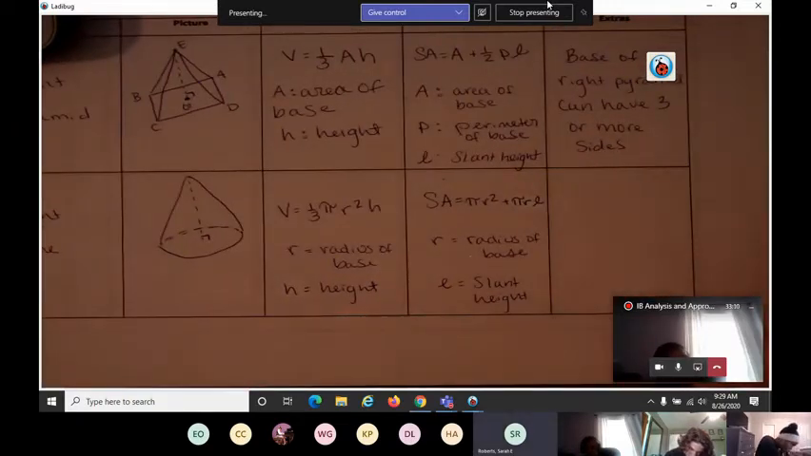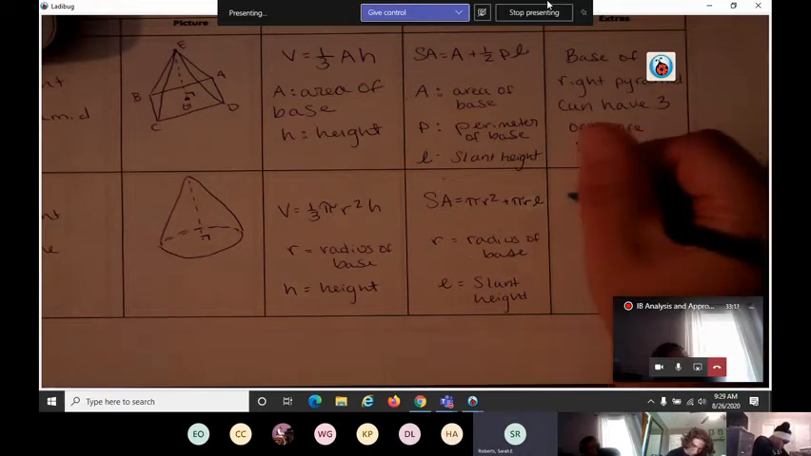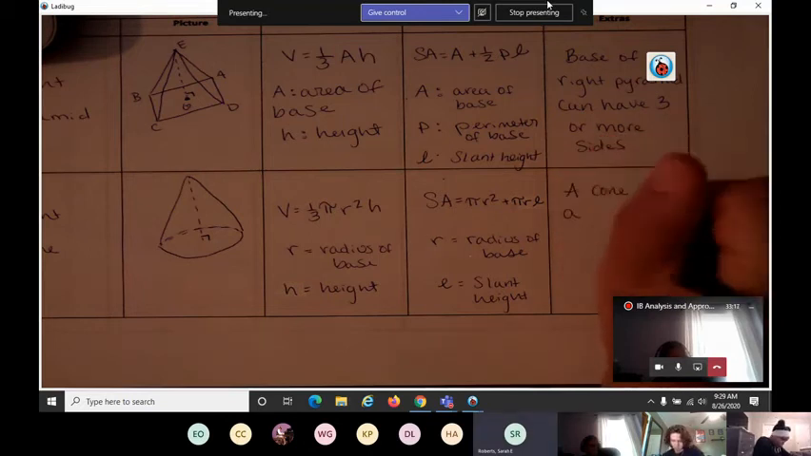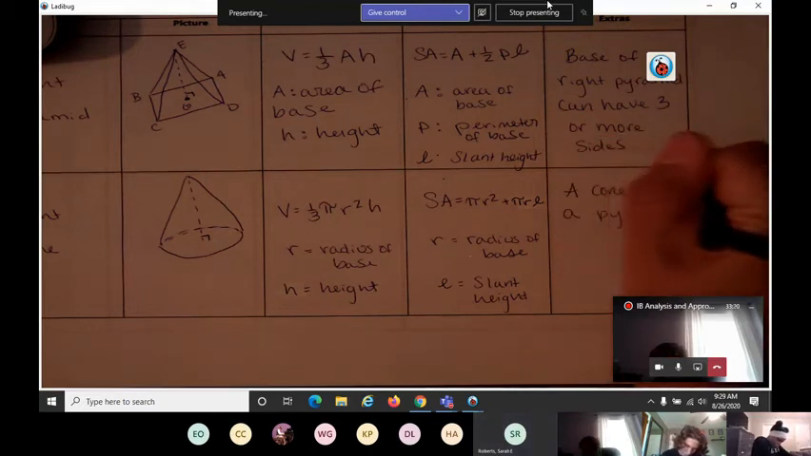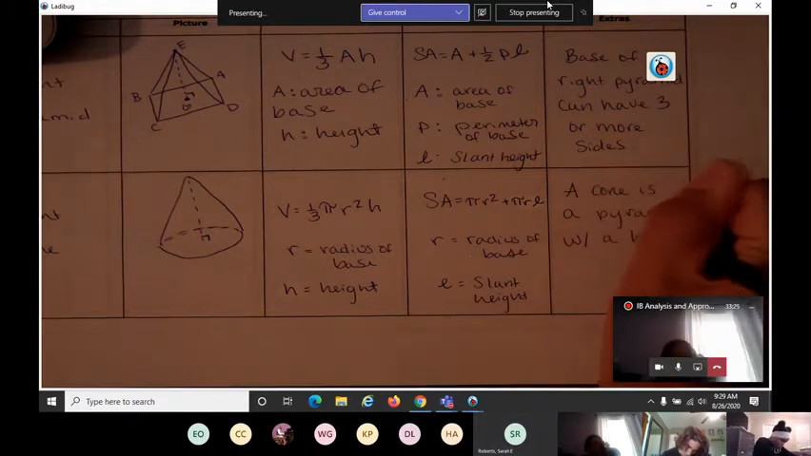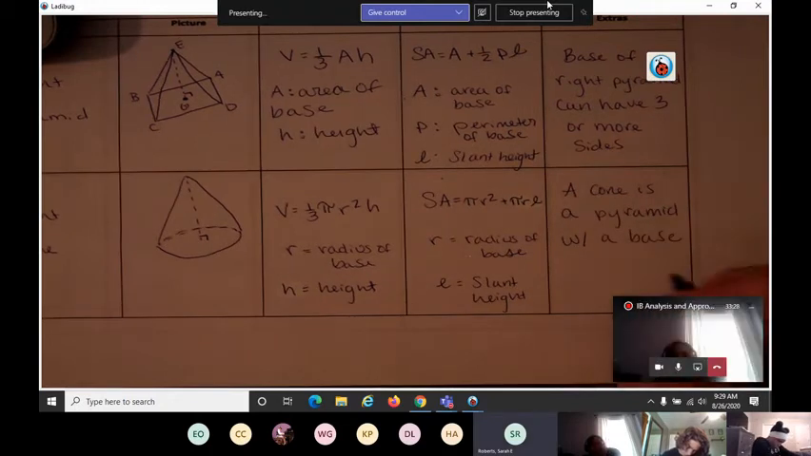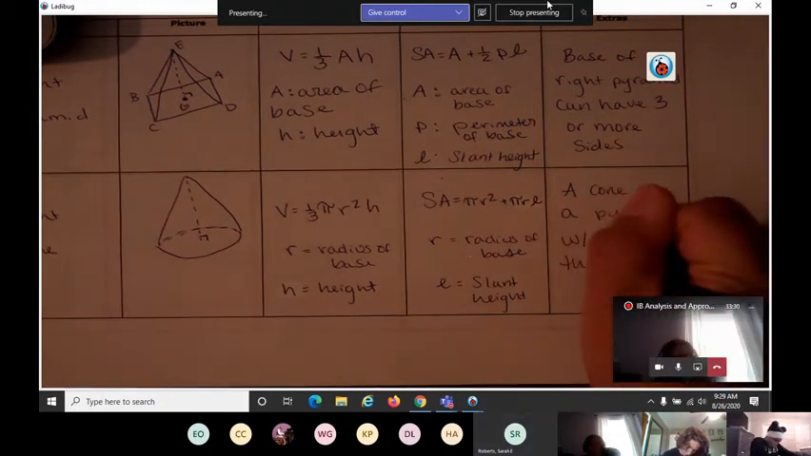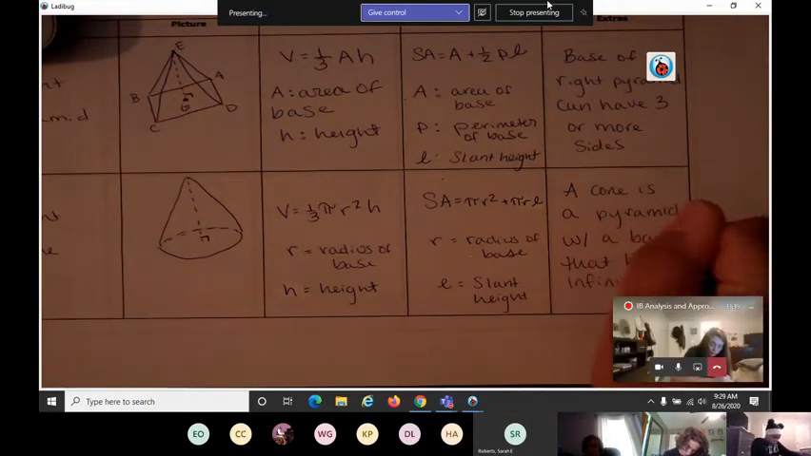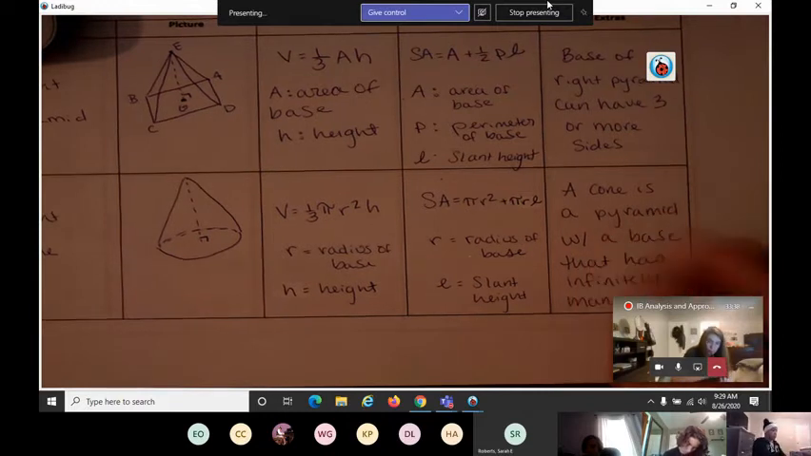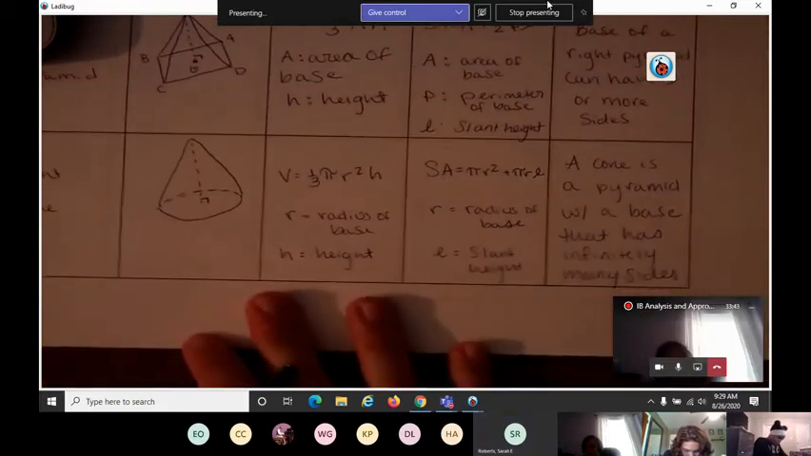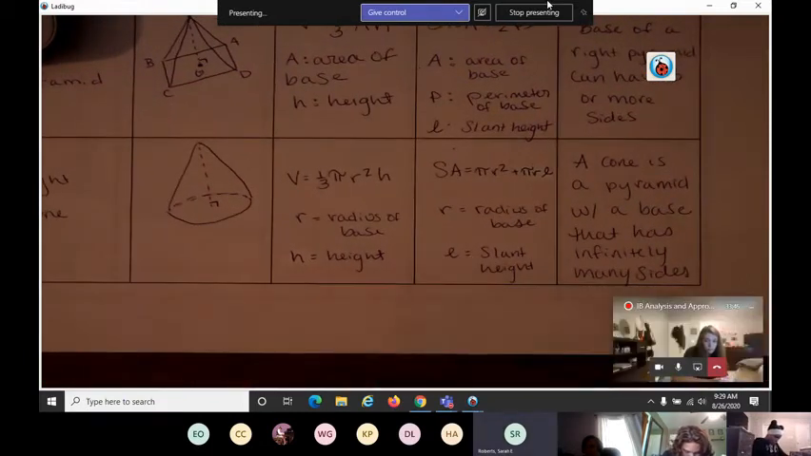So just fun fact, I guess. A cone is a pyramid with a base that has infinitely many sides. Thought that was kind of cool. Cool way to think about it.